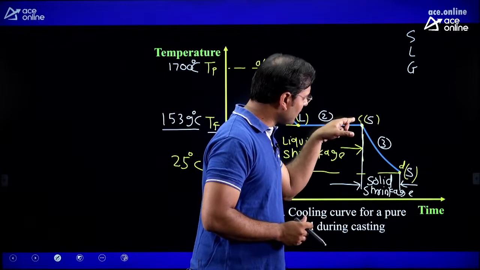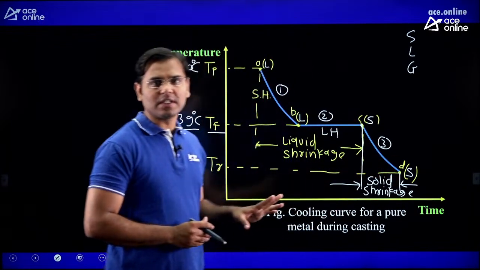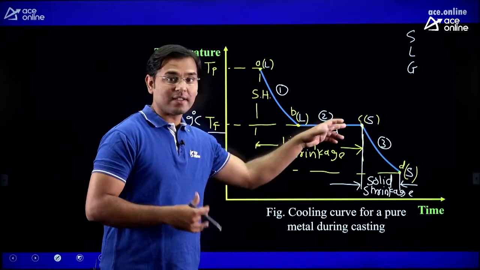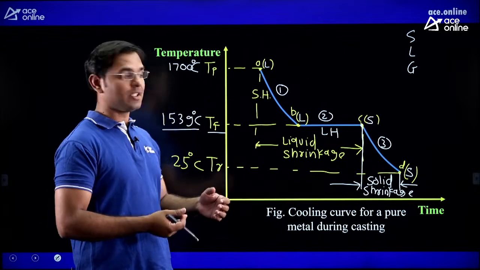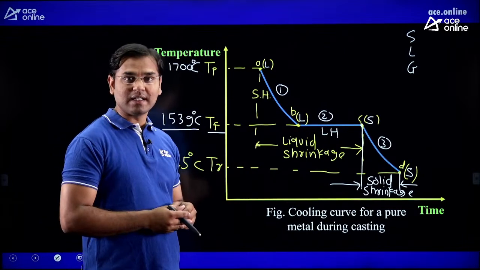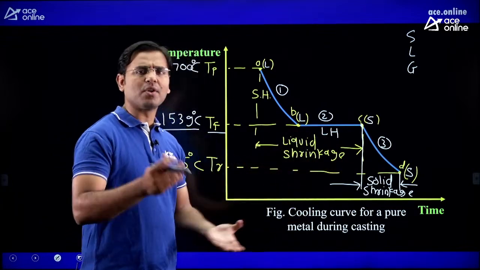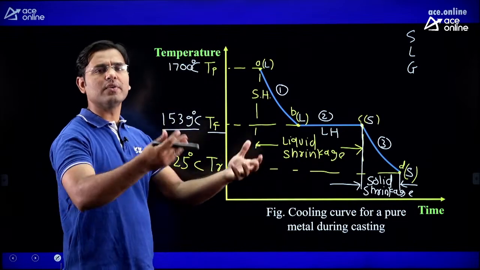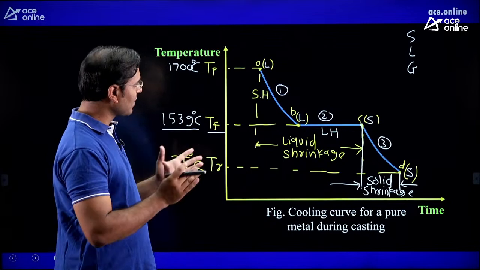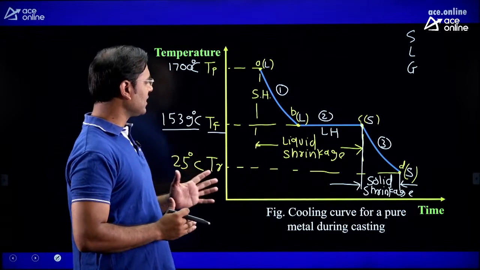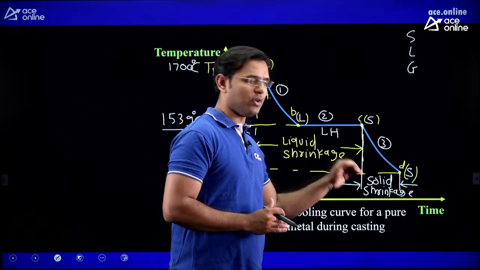At point C there is a solid, and at point D also there is solid. But at point C the temperature is very high. The temperature of the casting is very high, that is 1539 degrees centigrade, and at point D it is at room temperature, maybe 25-26 degrees centigrade we can consider. Understood? These are two very important points in this chapter about the liquid shrinkage and solid shrinkage.